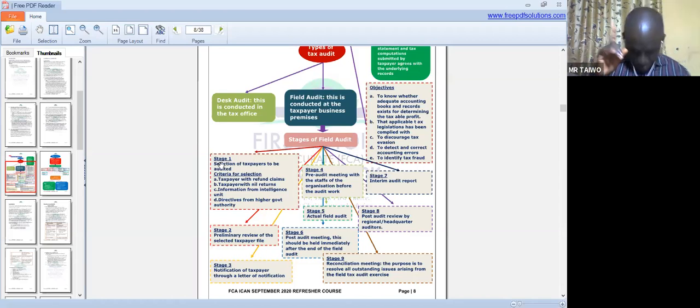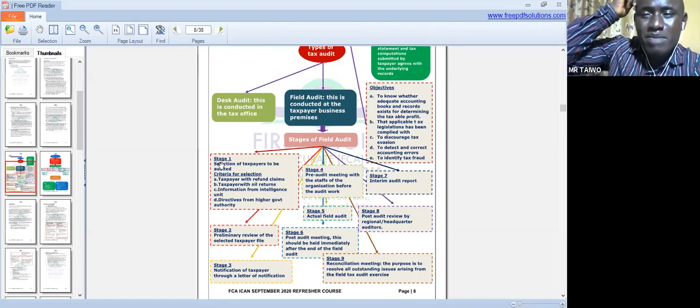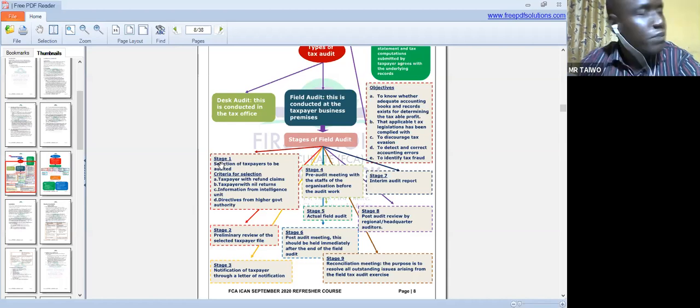The first stage is selection. If the tax authority wants to come to your office to do a field audit in your company, the first thing they do is select the taxpayers they want to carry out that audit on. That's obvious, because if I don't know who I'm going to audit, how will I know who I'm going to meet? That means there are criteria the tax authority uses in selecting a taxpayer to audit. Now, if the taxpayer is very unlucky, they will pick him, and there is no way they pick you that you won't pay additional tax. That's from experience.